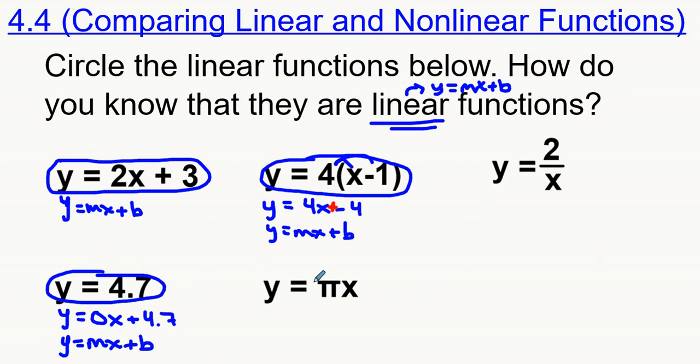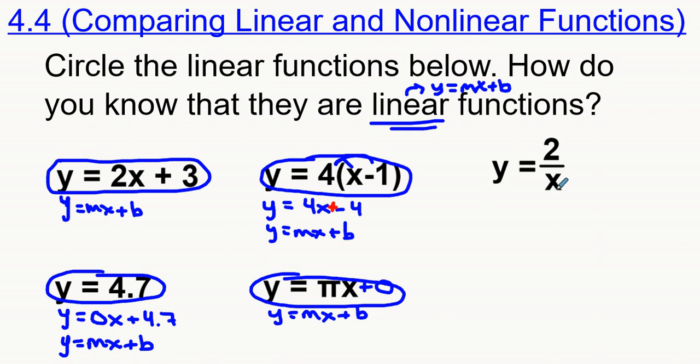This one, well, this is a pi symbol. Pi is a number. It's approximately 3.14. Pi is a number, so this is y equals mx. But then what's out here? We've got nothing out here. So, okay, put plus nothing, plus 0. So that is y equals mx plus b. So that one is also linear.